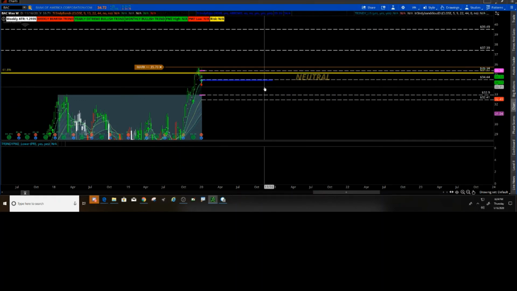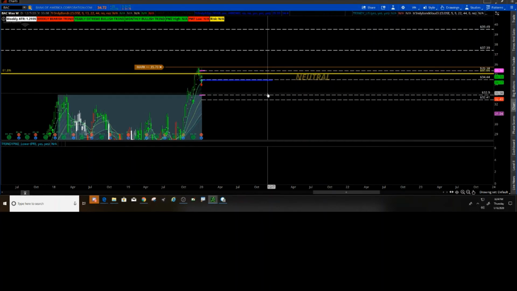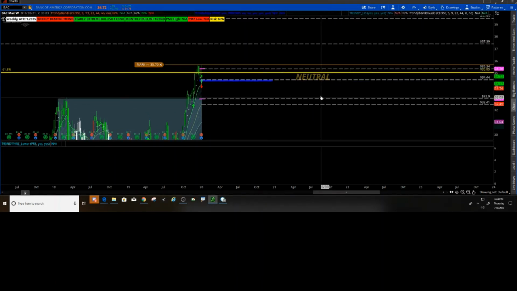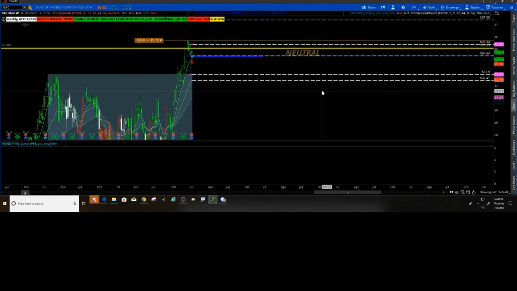Whoops. Fun fact, if you accidentally move something and you don't know where it was, Control Z puts everything right back. So watch, if I delete this, Control Z, boom, it comes right back. Okay, all right, so this is a blueprint setup for BAC, and we're not biased. This gives us a nice neutral stance on a swing trade.